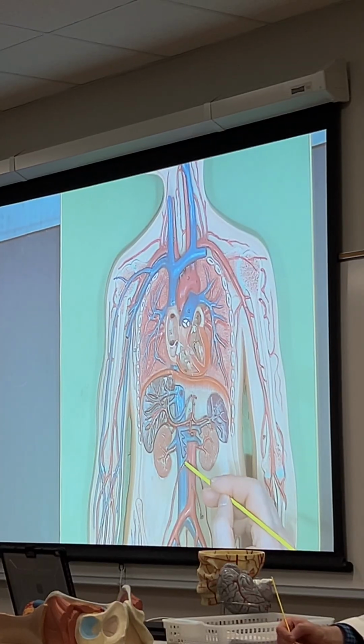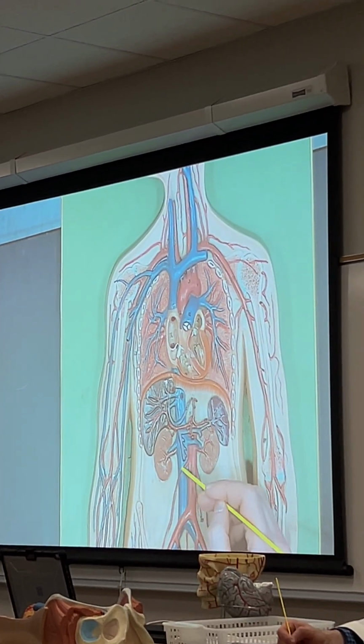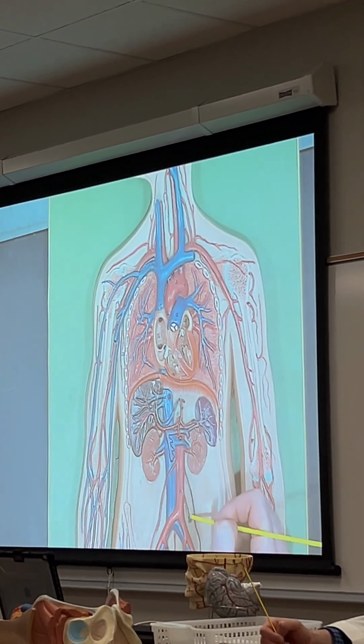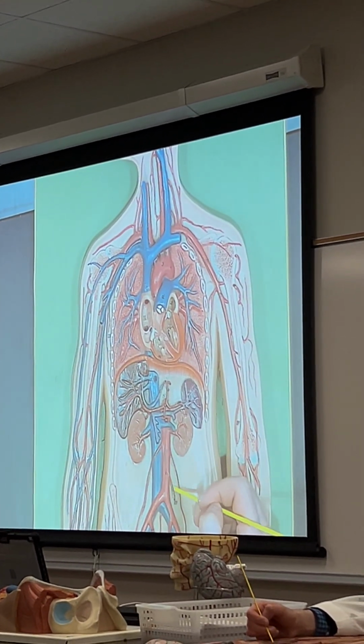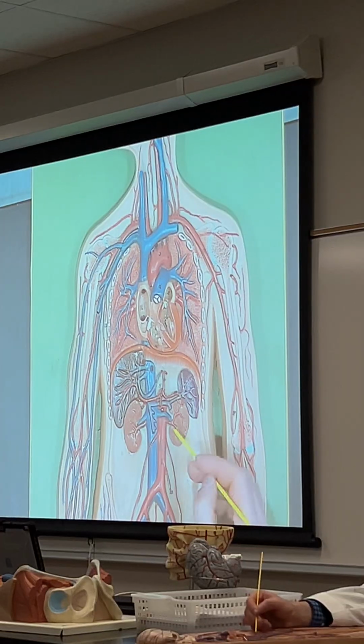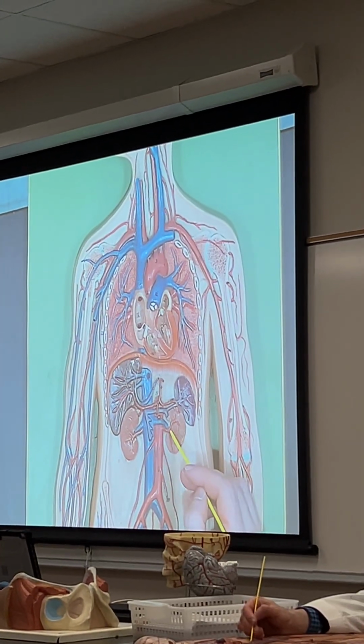Okay. Here you can see the gonadal arteries. Here's the right gonadal artery, and then here's the left gonadal artery going to the gonads, and then coming off to the side a little ways down is the inferior mesenteric artery. You can also see the renal arteries, right renal artery and left renal artery.